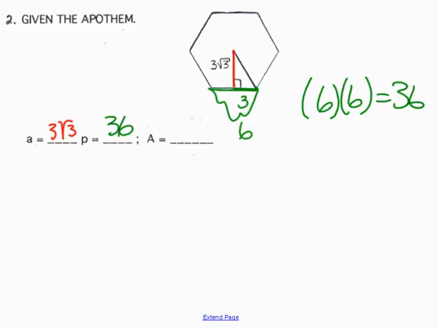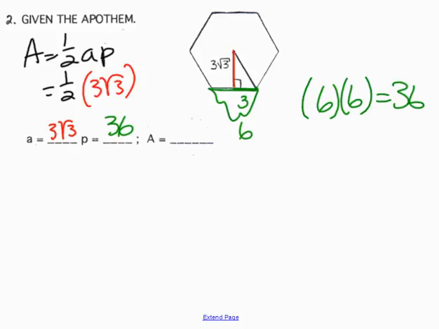Okay, so again, same formula. Area equals 1/2 of the apothem times the perimeter. That equals 1/2 of 3 radical 3 times 36. And you end up with a grand total of 98.5 units squared.